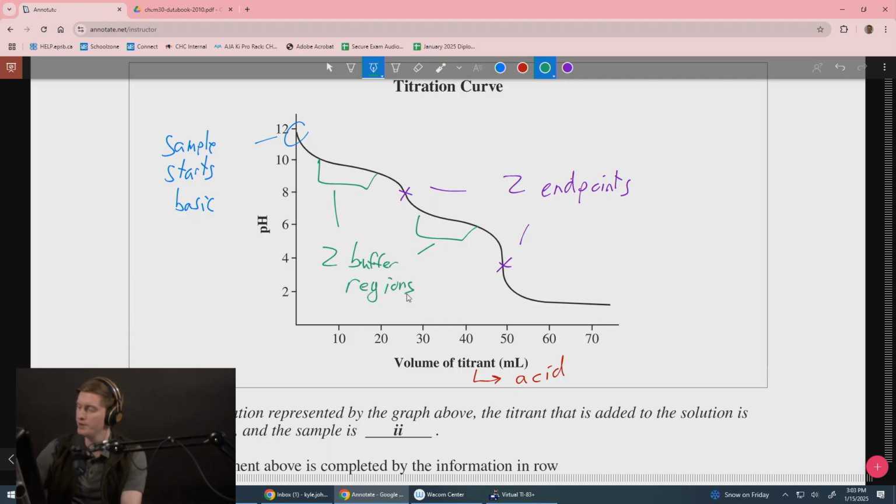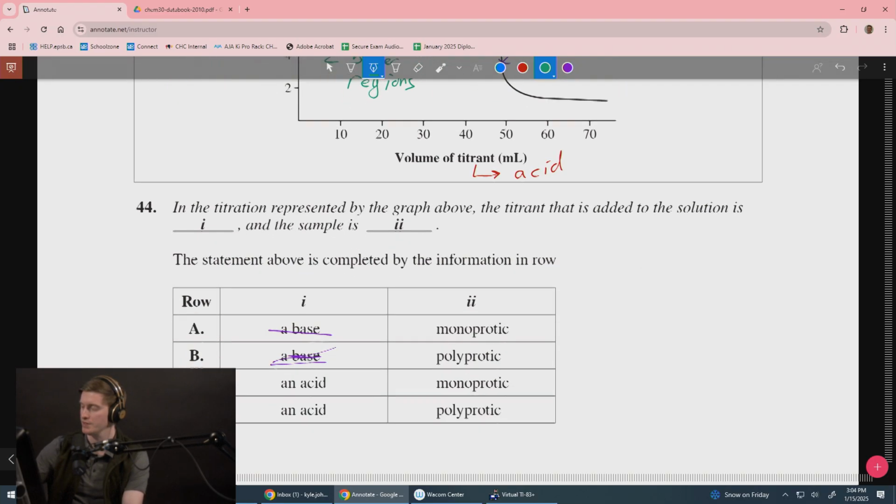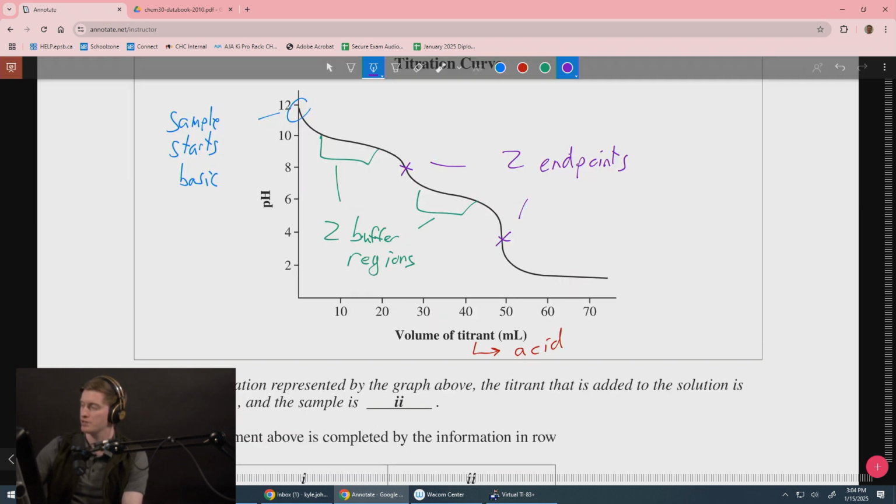We have two endpoints and we have two buffer regions, which show that we are going to have two separate reactions, two quantitative reactions as we go throughout this, which means we are polyprotic. It's an acid and the base is accepting two protons. We have two reactions, two endpoints, two buffer regions, two reactions. Therefore, polyprotic.